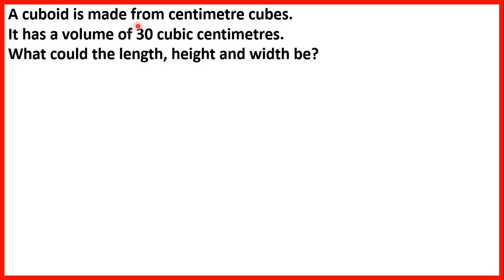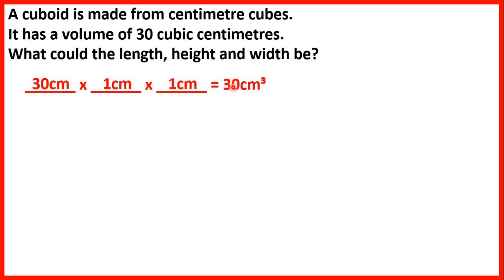A cuboid is made from centimetre cubes. It has a volume of 30 cubic centimetres. What could the length, height and width be? So to find the volume of a cuboid, we multiply the length, height and width. So we need to think what times what is 30. Well, 30 times 1 is 30, times 1 is 30. So we could have a length of 30 and a height and width of 1.